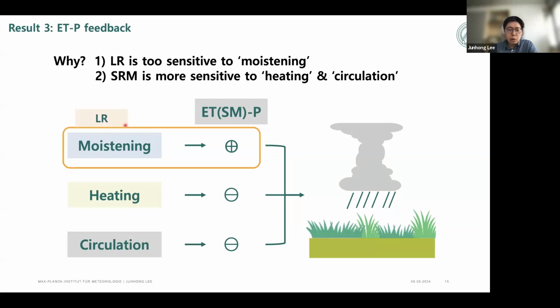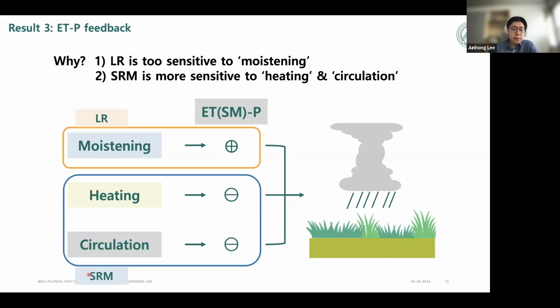So we are assuming low resolution is emphasizing the surface moistening process, so that's why it's showing a positive feedback. The storm resolving simulation is emphasizing the other two processes, heating and circulation. So that's why we are seeing more negative feedback.